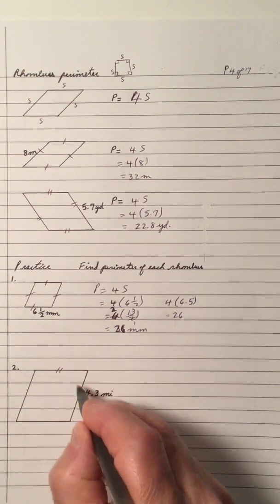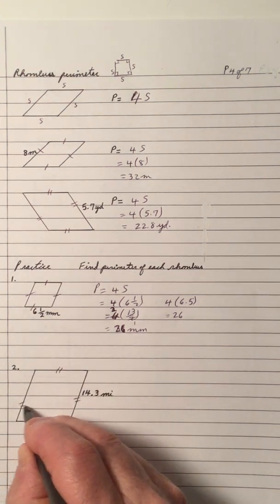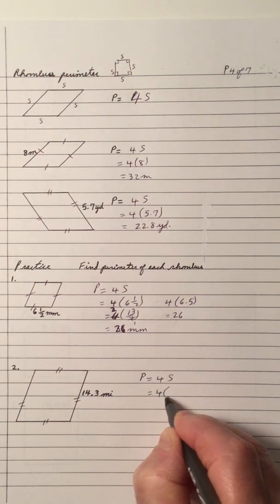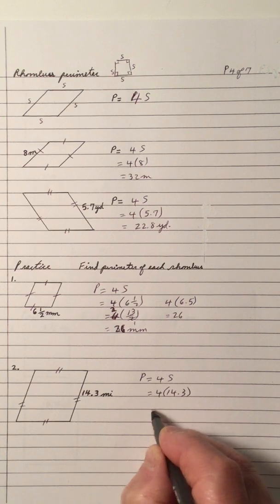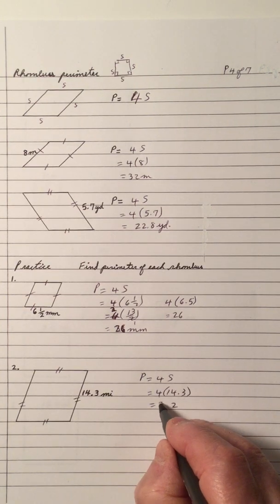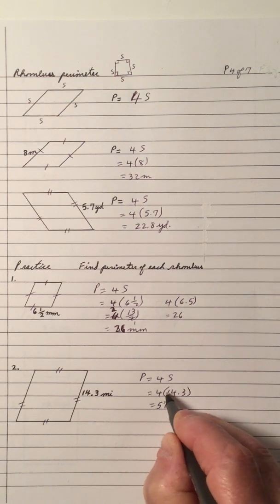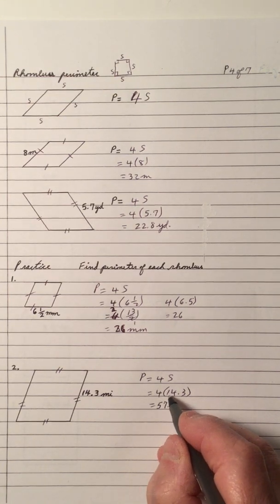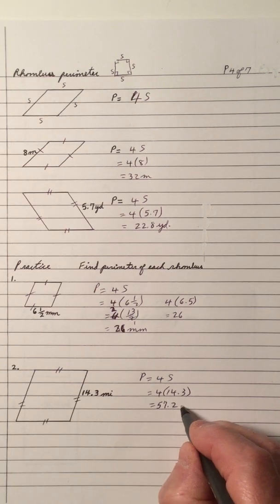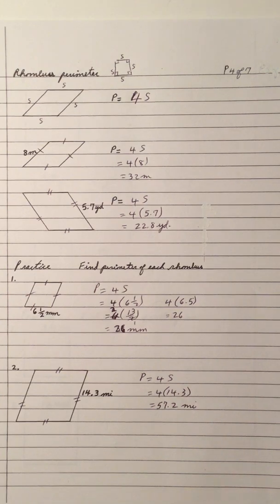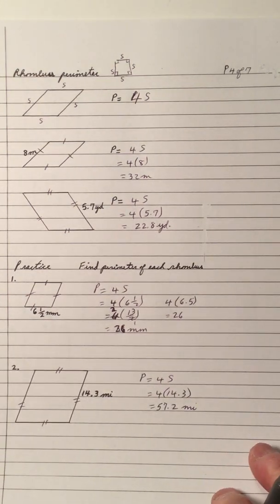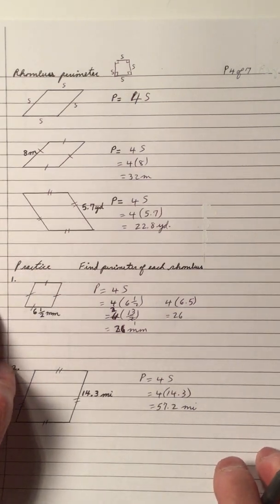If this is a rhombus, all the sides are equal. So the perimeter is 4 times S, 4 times 14.3. And when you multiply, that's 56. 14 times 4 is 56 plus 1.2 is 57.2, or use your calculator. And you have miles. So the formula for the perimeter of a rhombus is 4 times S, the same as a square.